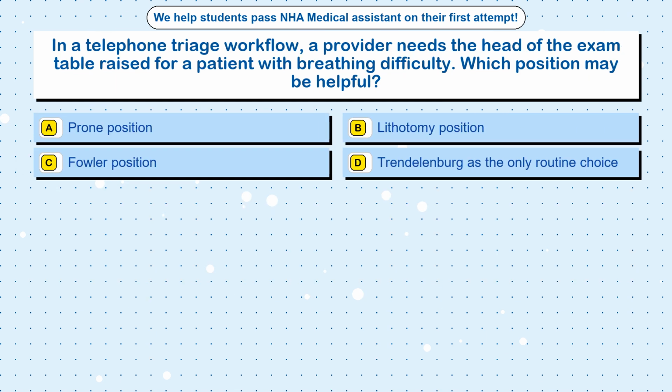Question 54. In a telephone triage workflow, a provider needs the head of the exam table raised for a patient with breathing difficulty. Which position may be helpful? Option A. Prone position. Option B. Lithotomy position. Option C. Fowler position. Option D. Trendelenburg is the only routine choice.